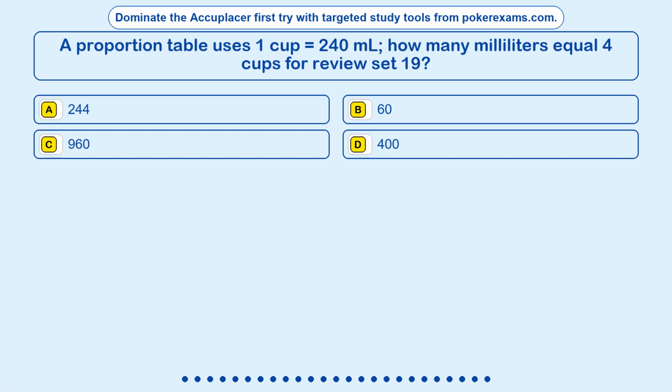Question 5. A proportion table uses 1 cup equals 240 ml. How many milliliters equal 4 cups for review set 19? Option A, 244. Option B, 60. Option C, 960. Option D, 400.